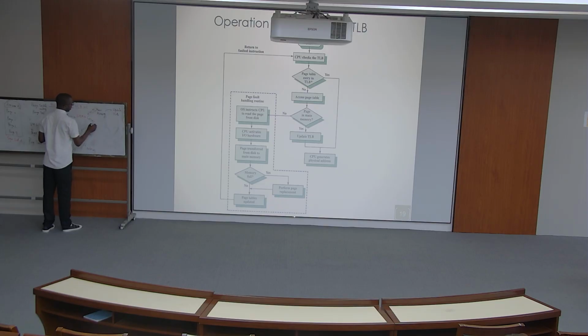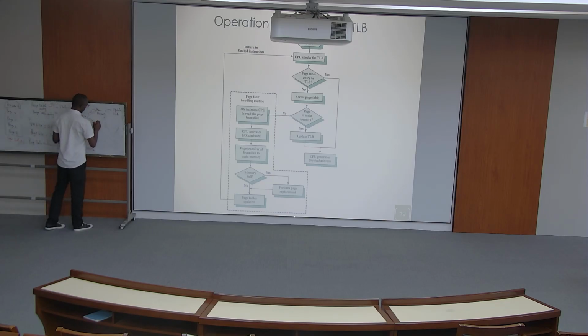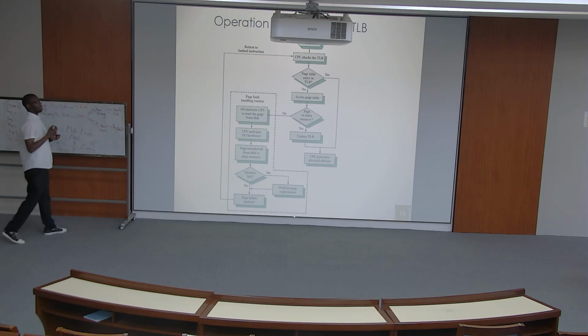Now, the second scenario: it is not in the main memory. If it's not in the main memory, we have what we call a page fault. That means this is the worst scenario, when the page table needs to be loaded from the external memory, the disk, to the main memory.